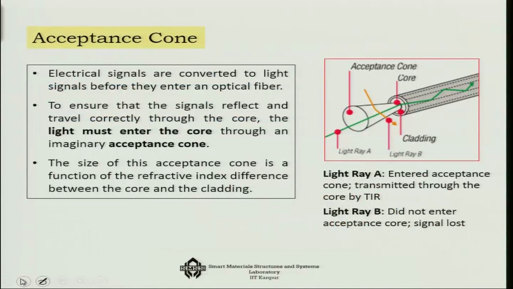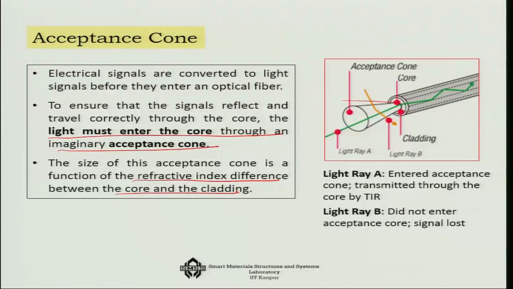That is the condition. That brings us to the acceptance cone, because the electrical signals are converted to light signals just before they enter the optical fiber. Now, to ensure that the signals reflect and travel correctly through the core, the light must enter the core through an acceptance cone. Because if the angle is larger, then the light will not be able to go inside the system and it will be lost. So, it is a function of the refractive index difference between the core and the cladding. This is something very important.